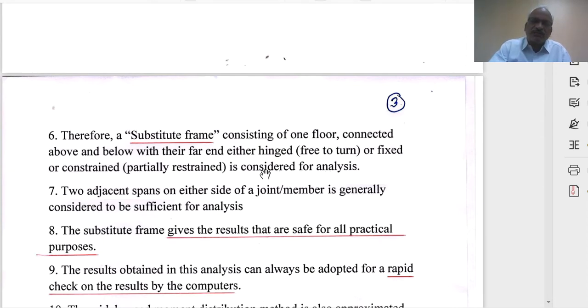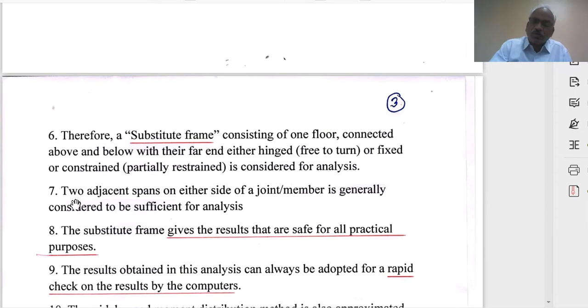Generally, unless some special case is given, we treat the far ends as fixed. That floor, columns above, columns below, the far ends of the columns are generally treated as fixed. Right. Now that is called a substitute frame. So a substitute frame is a frame consisting of that floor with the columns above and below, with far ends being fixed. That's all. Treated as fixed.